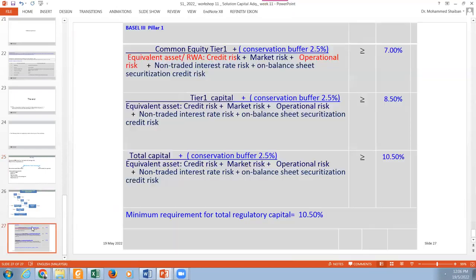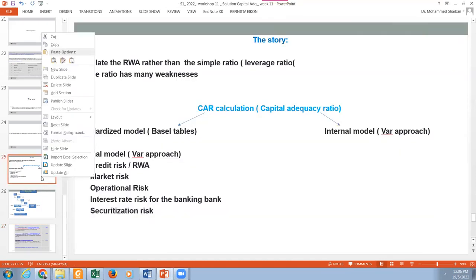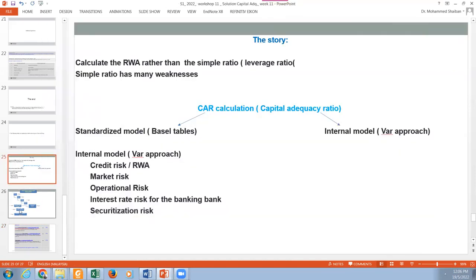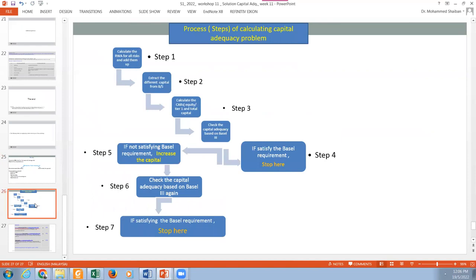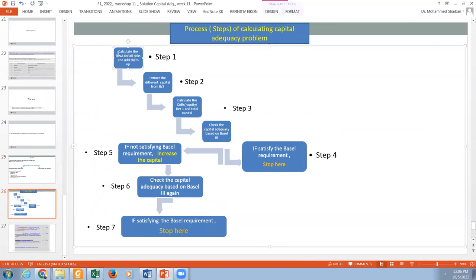As I told you, the formula is just a simple formula. What we have is, we are just dividing the capital over the risk-weighted assets. The capital will be given to you in the balance sheet. And the risk-weighted assets you have to calculate one by one using the tables. This is what we are doing. And you have to go through those steps. So step one, you have to calculate the risk-weighted assets.